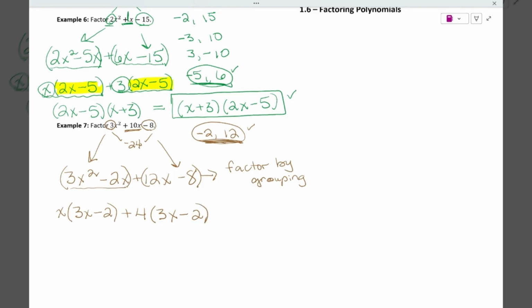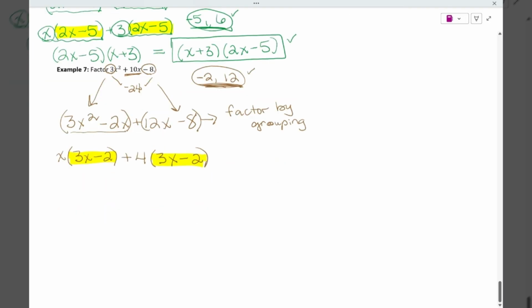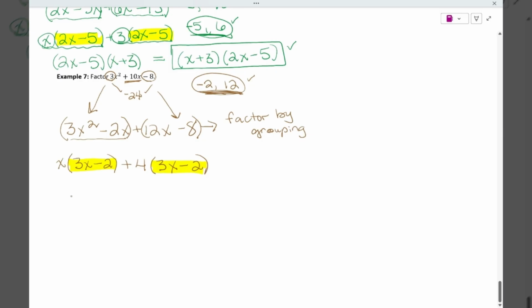And just like with all the others, when you're doing the factoring by grouping, you'll end up with that common binomial factor. So just like the other ones, now that's our GCF. So that 3x minus 2 is what I pull out. Dividing that first set by 3x minus 2 is going to leave me the x. Dividing that next set by 3x minus 2 leaves the 4. So this is the factorization for this one.